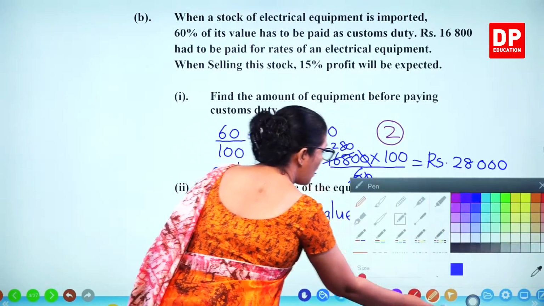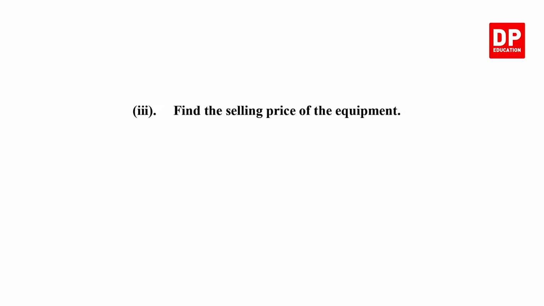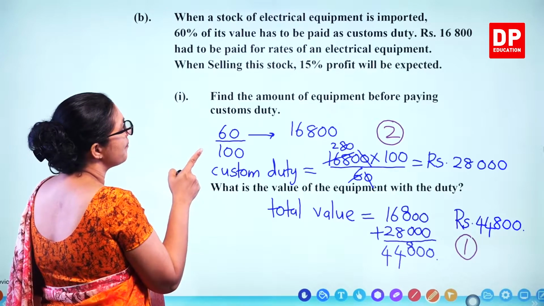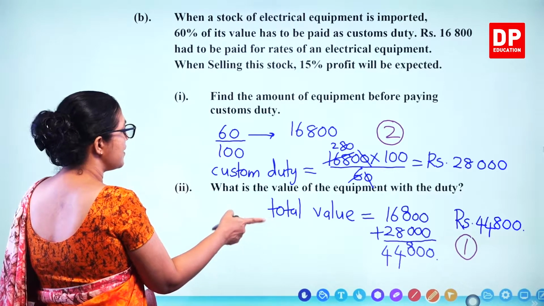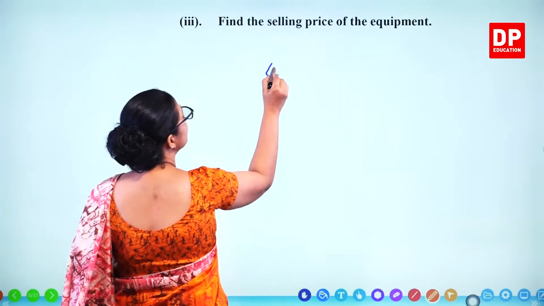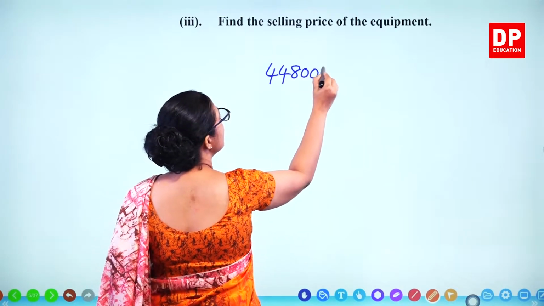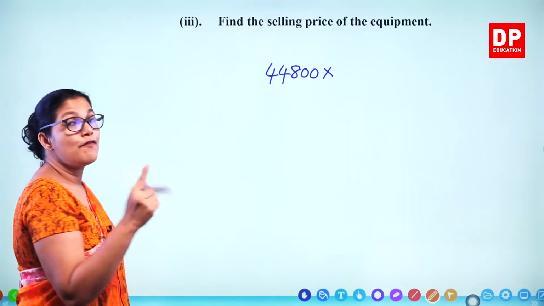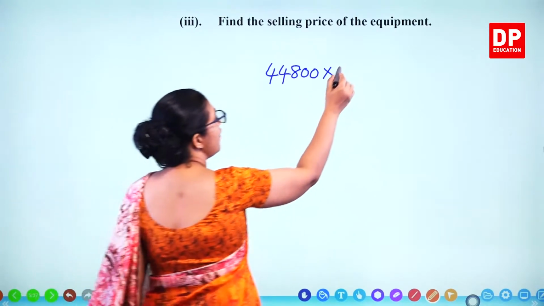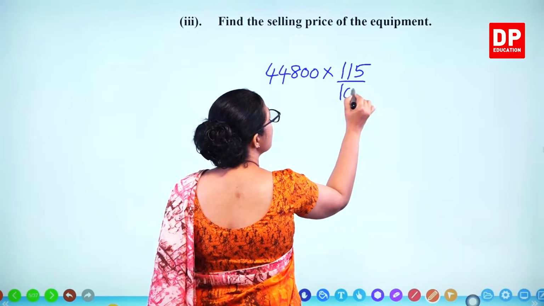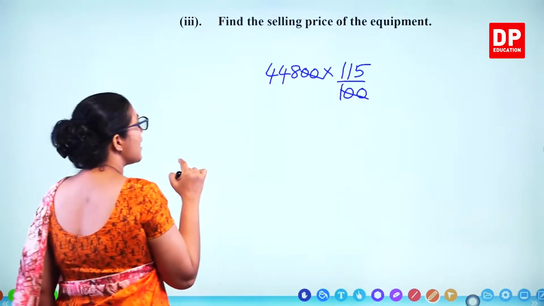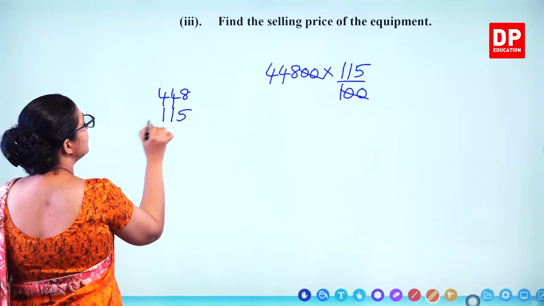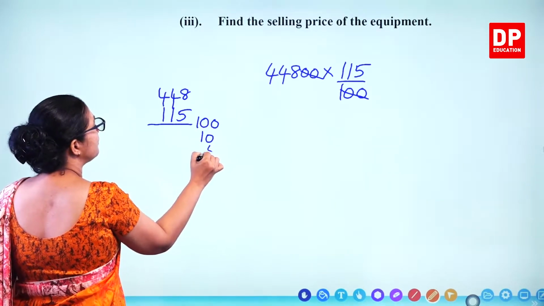Then let's take the next one. Find the selling price of the equipment. Now selling price is with the profit 15%. So 44,800 is the total value, and if it's 100 you have to sell it for 115 with the 15% profit. So 115 over 100. So 2 zeros get cancelled out. You have to multiply 448 multiplied by 115. 100, 10, 5.